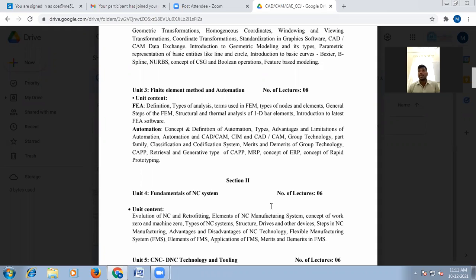So anyone, just see, the unit name is finite element method, and below that the content is FEA. FEA means finite element analysis, and FEM is finite element method. So can anyone tell me what is the basic difference between these two words, FEA and FEM? Anyone?